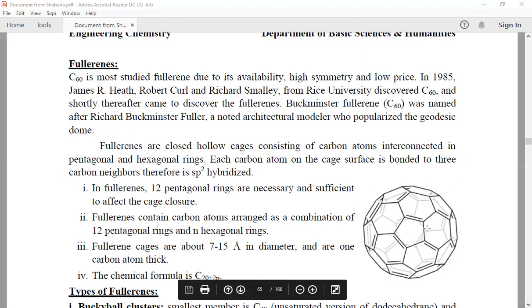And fullerenes contain carbon atoms arranged as a combination of 12 pentagonal rings and n number of hexagonal rings. Fullerene cages are about 7 to 15 angstroms in diameter and are 1 atom thick. The chemical formula is C20+2n. So this is a brief introduction to fullerenes and their structure.